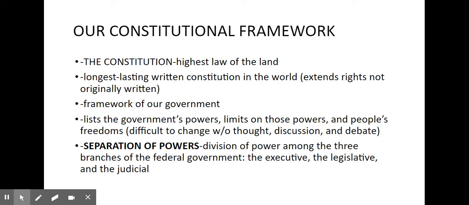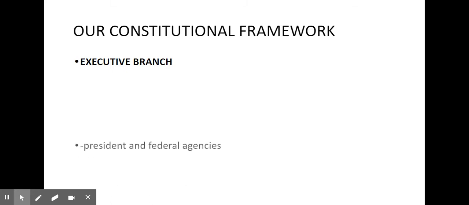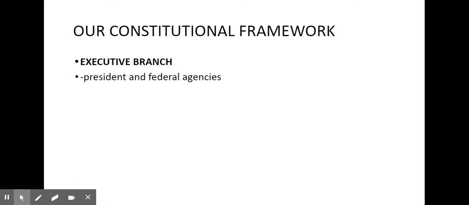Now, let's look at these branches. Let's talk about the executive branch. Of course, the executive branch is the president, his cabinet, and his other federal agencies. Their job is to enforce the law. They make sure the law is carried out.